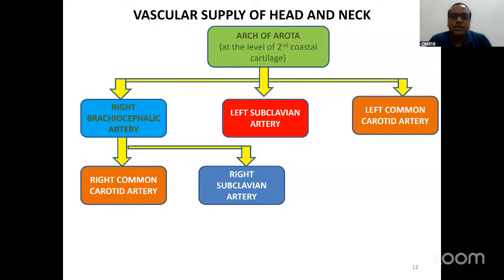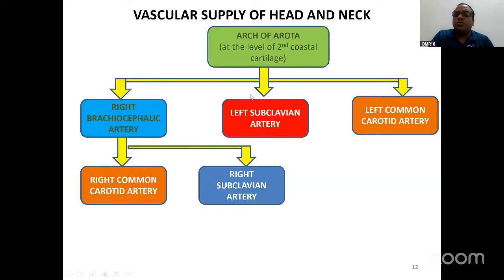Left ones, you imagine these two are sons. Keep them aside. Only we'll focus on the right one. Right brachiocephalic artery has two branches, right common carotid and right subclavian. If someone asks you tomorrow, what is right common carotid artery? Right common carotid artery is a branch of right brachiocephalic artery. Right brachiocephalic artery is a branch of arch of aorta. So I hope it's very, very easy to remember.